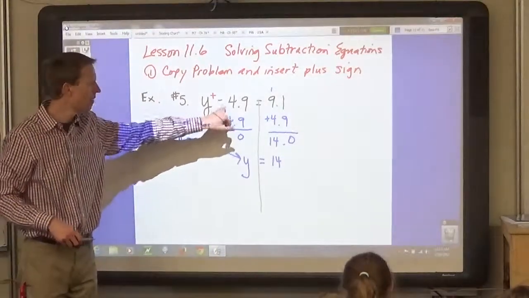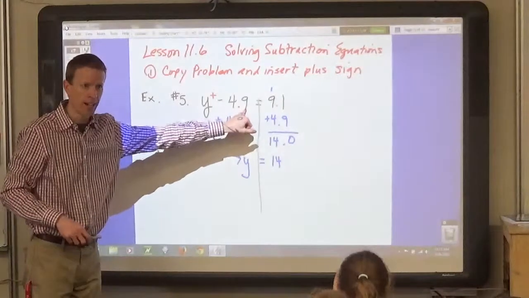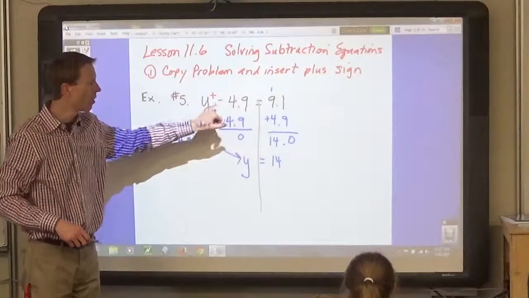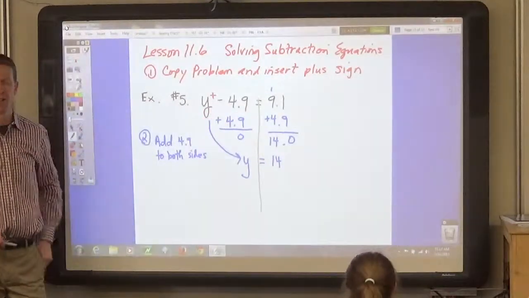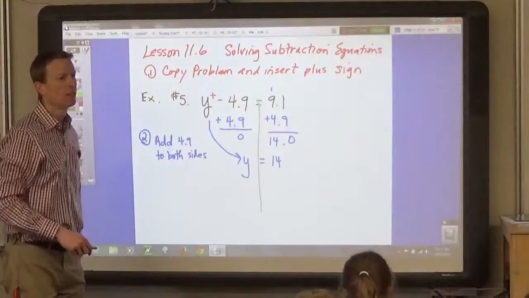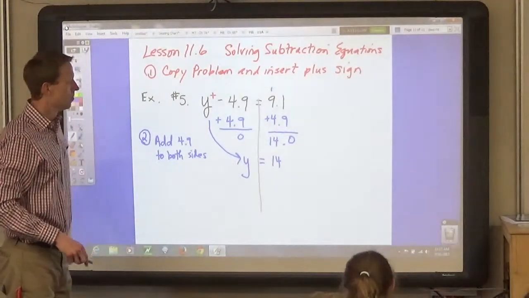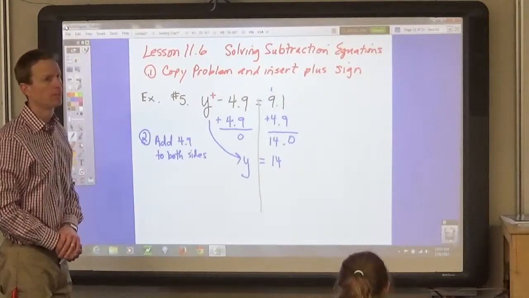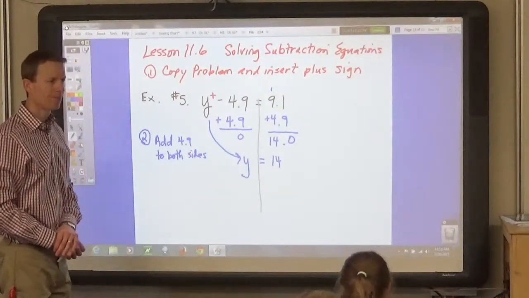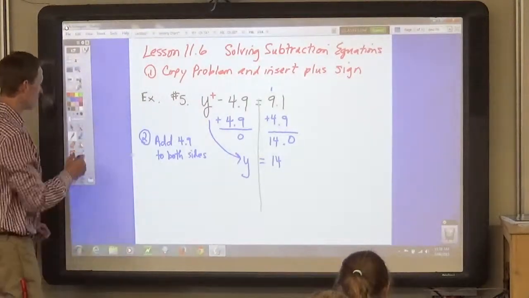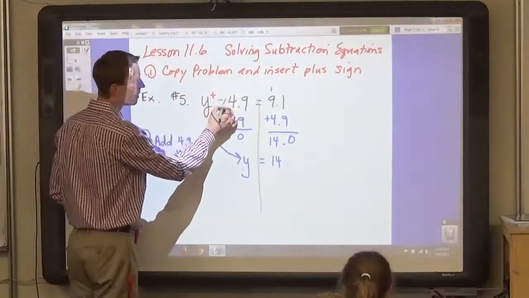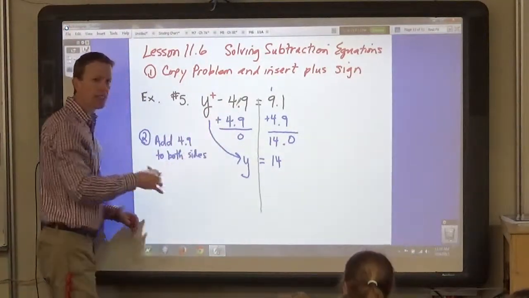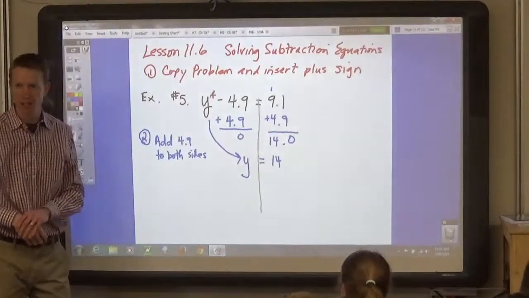How do we know this is a negative number? It says y minus 4.9. Isn't that just 4.9? No. Why do we know this is a negative 4.9? Max? Because when you subtract, it's easier to insert a plus sign, and then you just do the number plus the negative number. Right. When you insert a plus sign, the negative sign makes this a negative number, and you can see that more clearly.